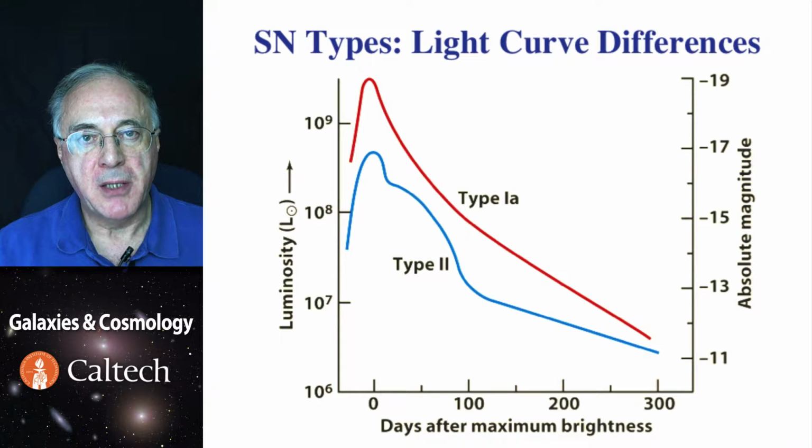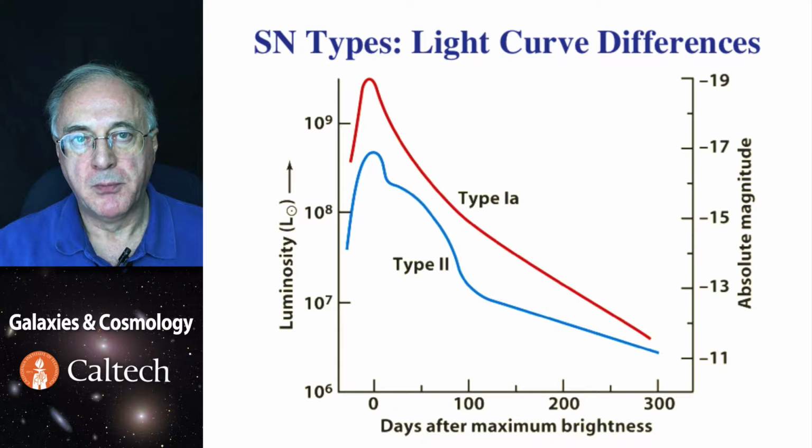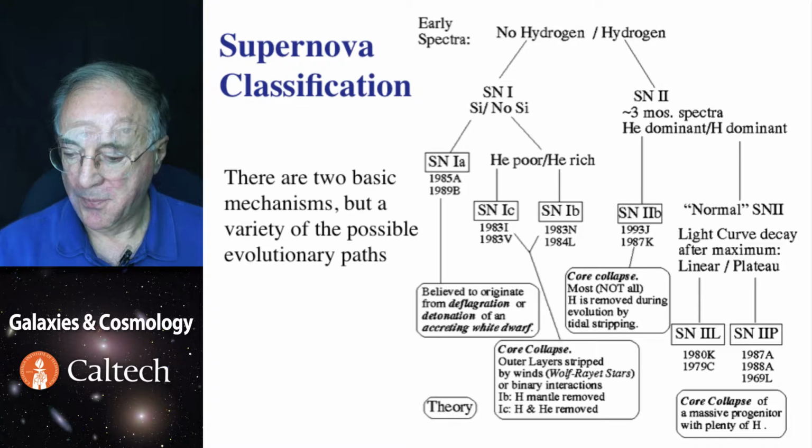So here is schematically shown the difference between average light curves of the supernovae of two kinds. In both cases, their brightness increases as the star explodes, and then declines. The shape of the light curve is different because it's powered by slightly different physical mechanisms.